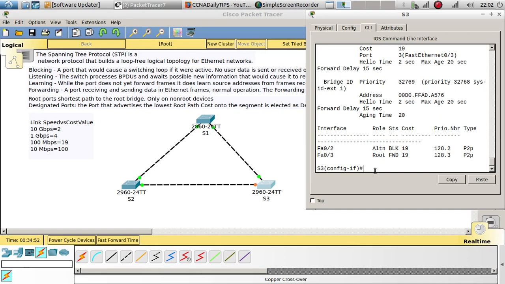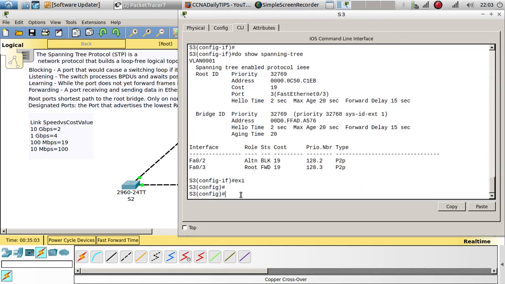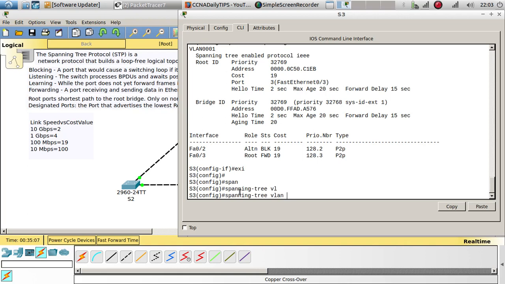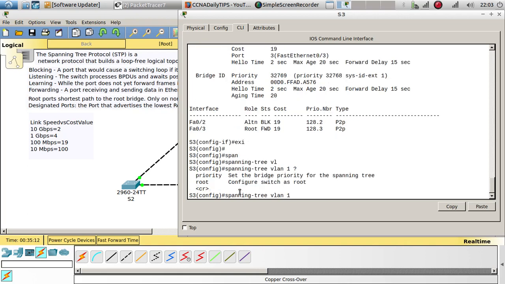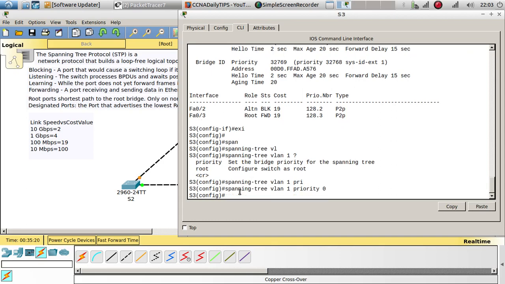Then what you could do is configure switch 3 to be your root bridge, and the way that you can do that is by going to the configuration mode and doing a spanning tree from here, and then VLAN 1, which is the only VLAN that we have configured. So for VLAN 1, you want to set the priority. What you could do is lower the priority and set a priority of 0 right here, right?